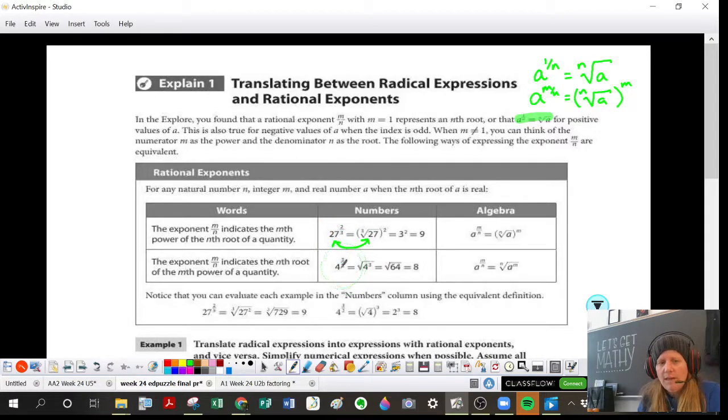4 to the 3/2 power. So my denominator is 2, so I have a hidden 2 as my index. It's the square root of 4 to the third power. Now notice how they wrote that a little different, and that's okay. Another way we have equivalent expressions. So you can have the power underneath your radical. These are also equivalent expressions. And you can see the two rules right here detailed as well.